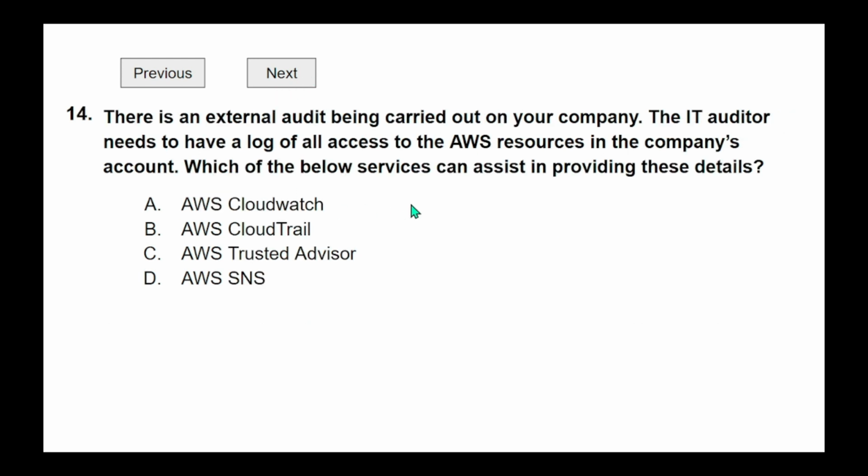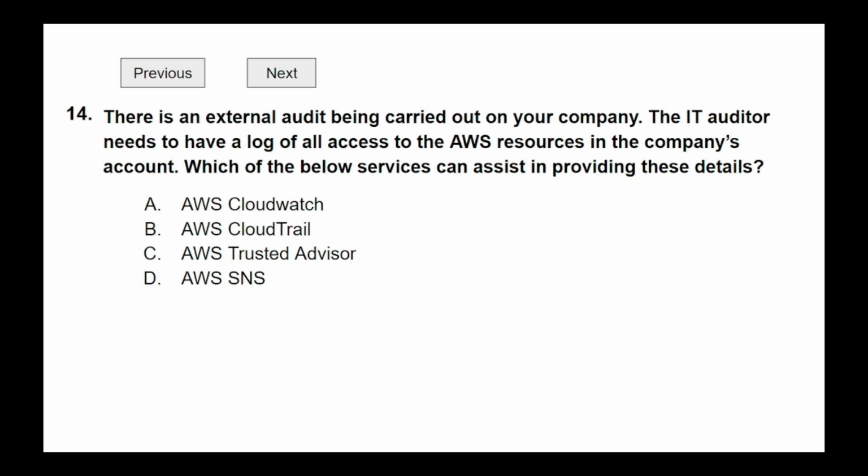Question 14. There's an external audit being carried out in your company. The IT auditor needs to have a log of all access to the AWS resources in a company's account. Which of the below services can assist in providing these details? Option A, AWS CloudWatch. Option B, AWS CloudTrail. Option C, AWS Trusted Advisor. Option D, AWS Simple Notification Service.